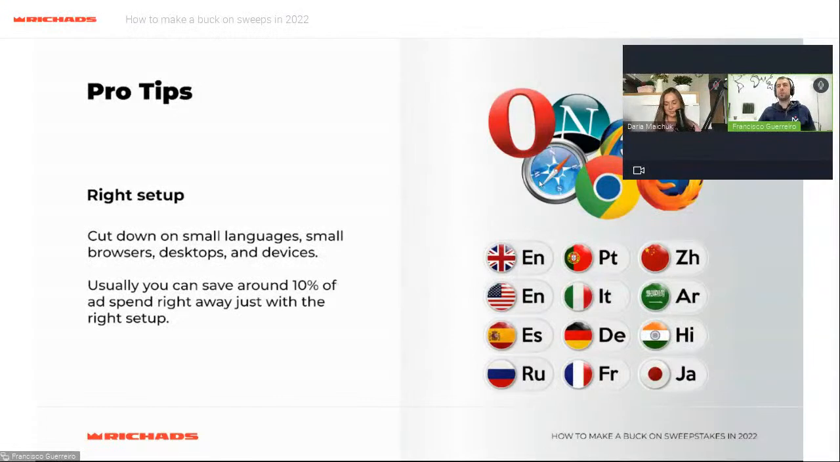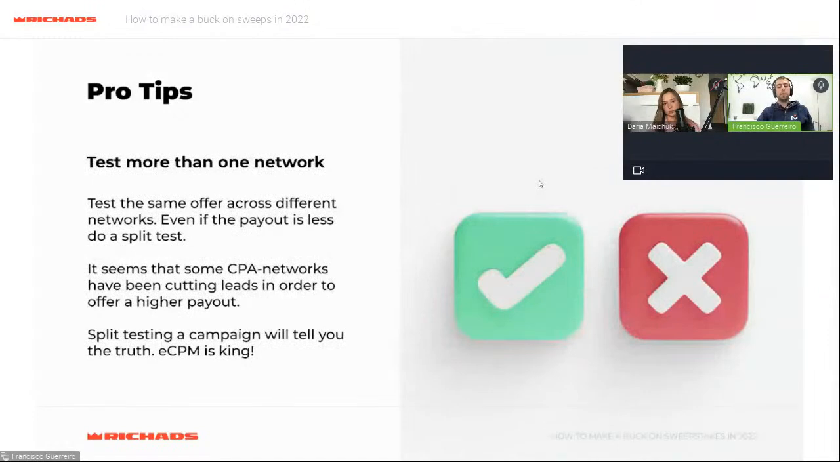In the other languages, normally you can just cut them out, and you will not see a drop on the revenue, but you will see a small drop on the costs, and this adds up more. Like I was saying, the payout is not everything. It's absolutely crucial that you test the same offer from different networks, okay? Because in this industry, on the network side, you have hundreds of different networks, and the same offer can have very different payout on the network side.